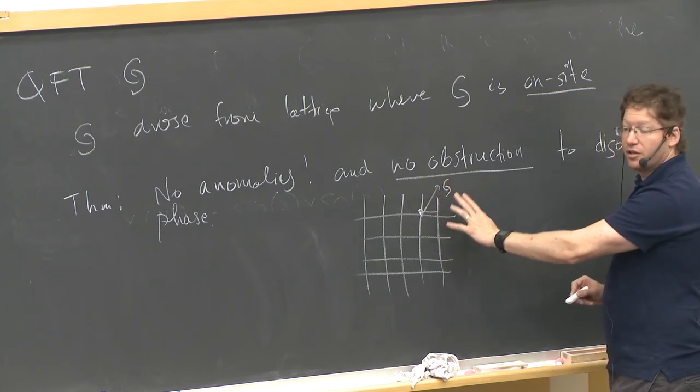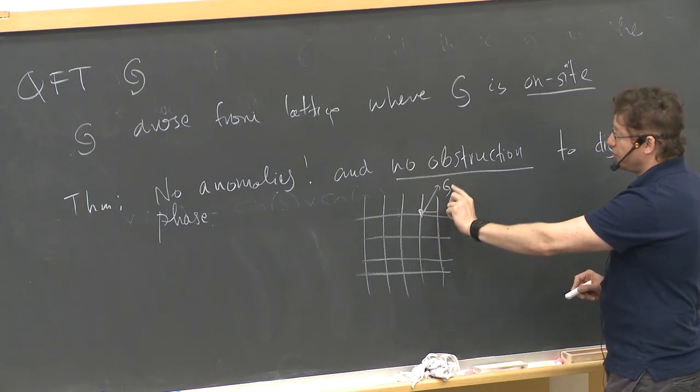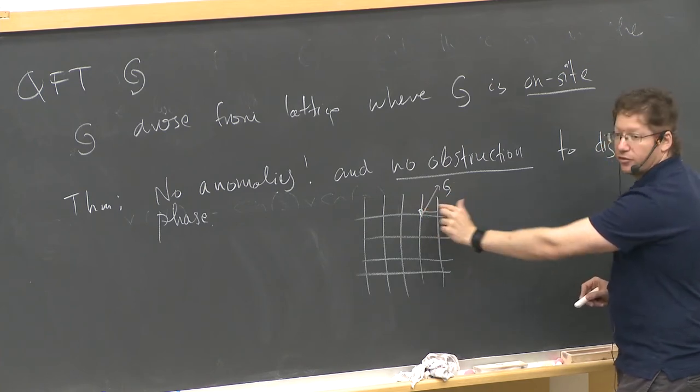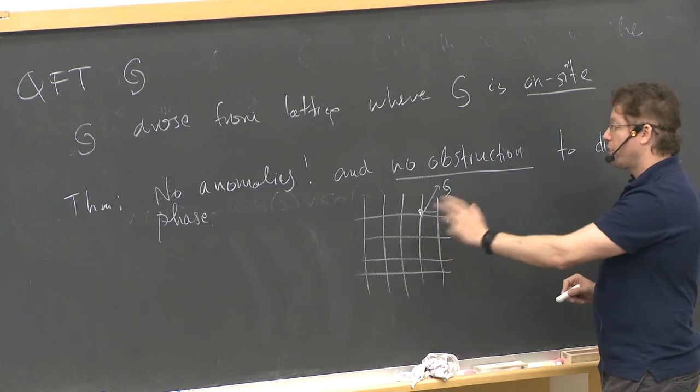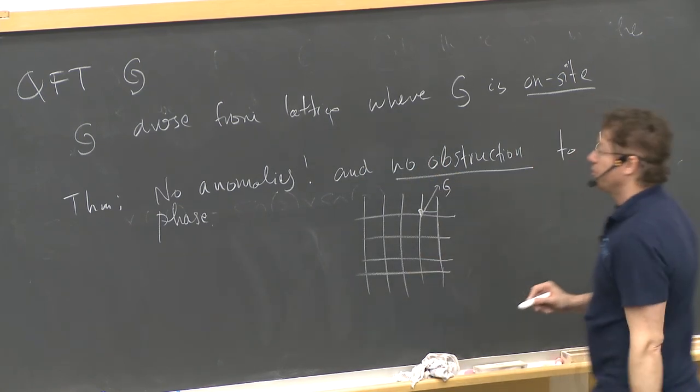If you can gauge G, it means that there is no anomaly. So it's very important that some of these elements of G are not on site, so you could not gauge them. If you cannot gauge them, there is a potential for an anomaly. So this is the proof of this direction.